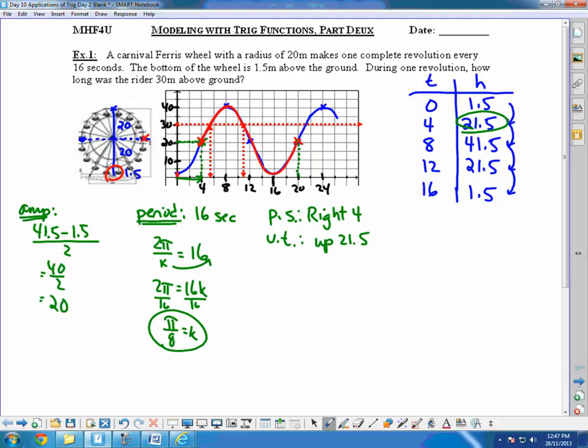Okay, so I can take all this information now and come up with the equation. So instead of saying y equals, I'm going to say h for height. So h equals 20 sine. The amplitude is 20. The k value is pi over 8. Instead of x, I'm going to use t for time. This one moves right 4, so I'm going to go minus 4. And then up 21.5.